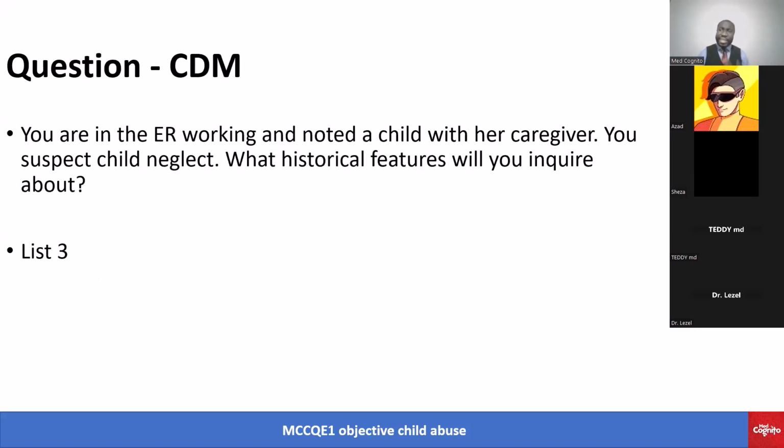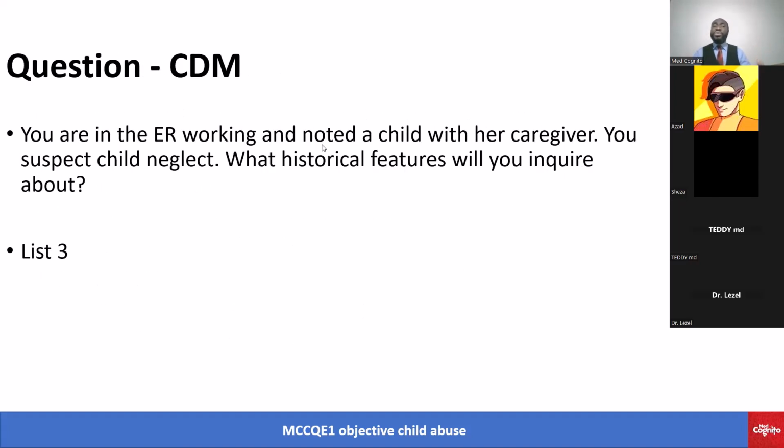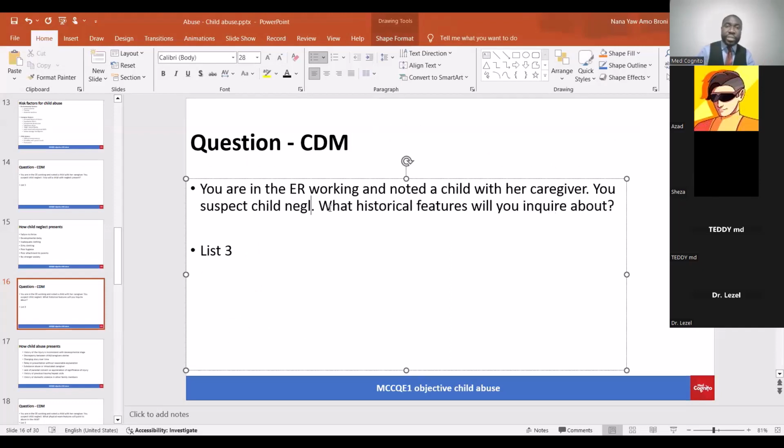So we've learned neglect, we've learned about the types of abuse. You are in the ER working and noted a child with her caregiver. You suspect child neglect. What historical features would you inquire about? I think we've already talked about it, but sorry, this is not child neglect alone. This case should be about child abuse, not child neglect alone. So let me correct it.